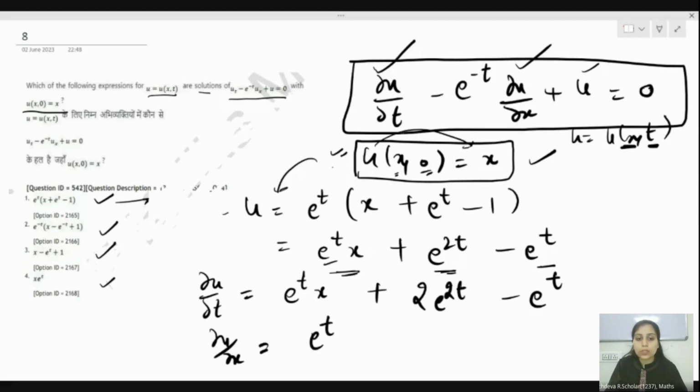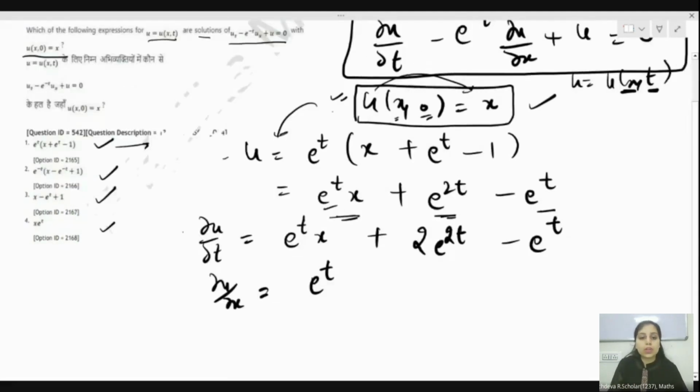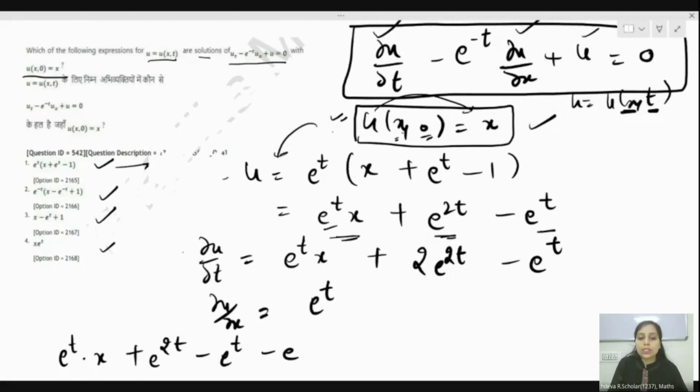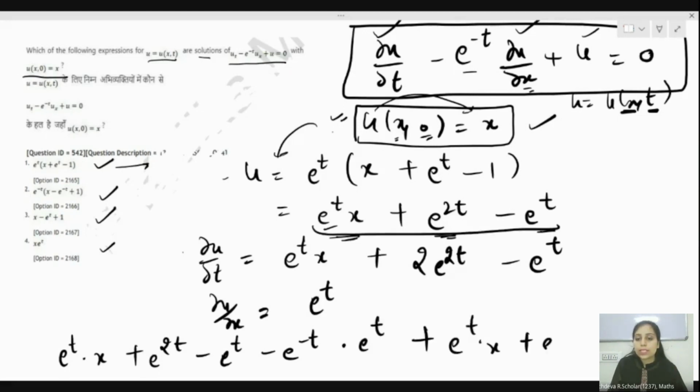So substituting these two values in equation number 1, does it satisfy or not? ∂u/∂t, that means e raised to power t into x, plus e raised to power 2t minus e raised to power t. Further, minus e raised to power minus t, multiplying it by ∂u/∂x, that is e raised to power t, plus u. u is given as this, e raised to power t into x plus e raised to power 2t minus e raised to power t.